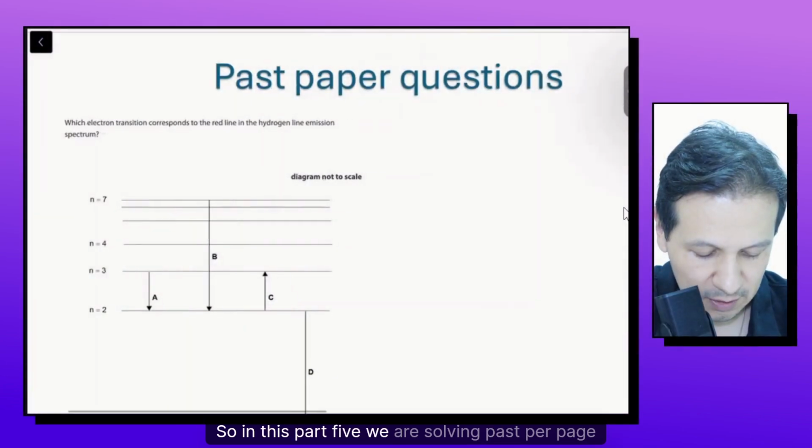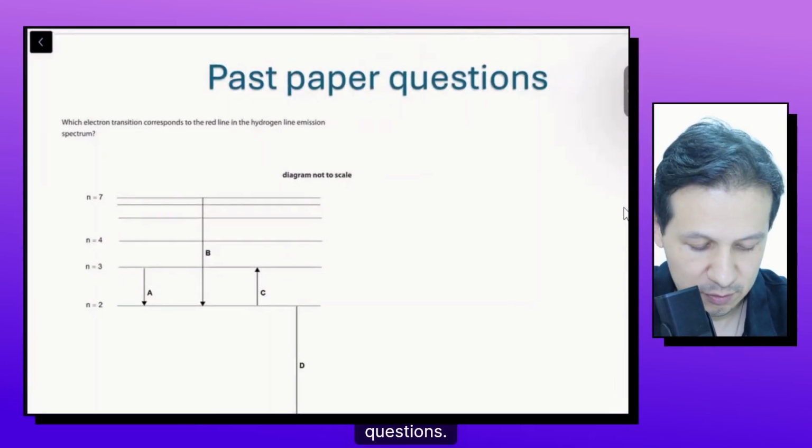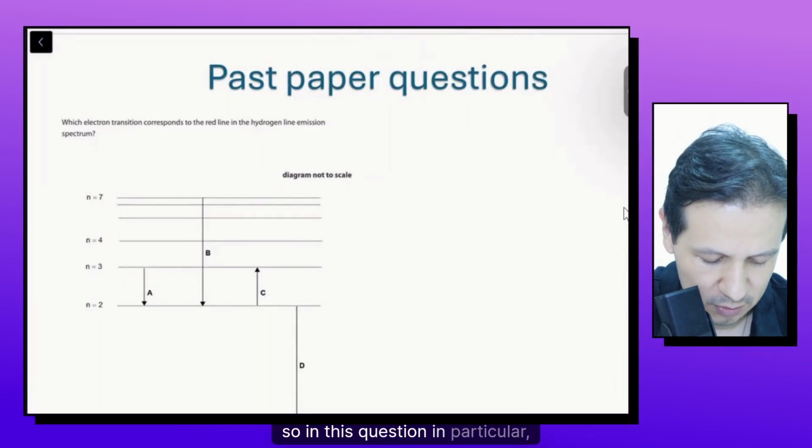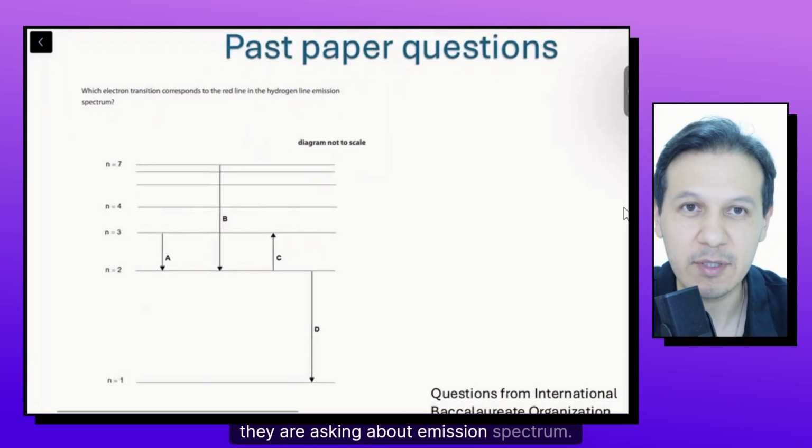So in this part 5, we are solving past paper questions, okay? In this question in particular, they are asking about emission spectrum.